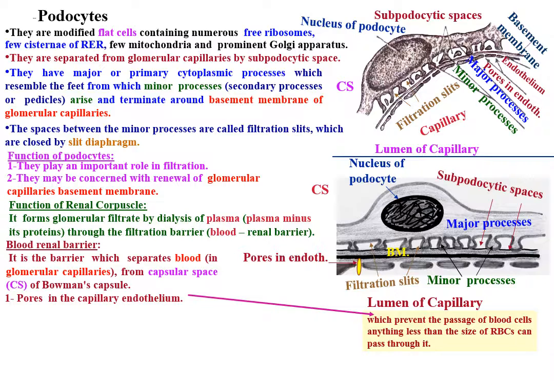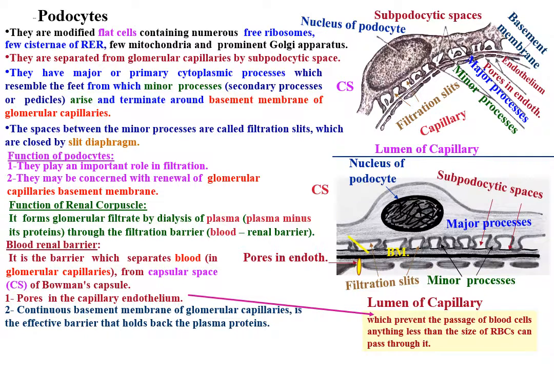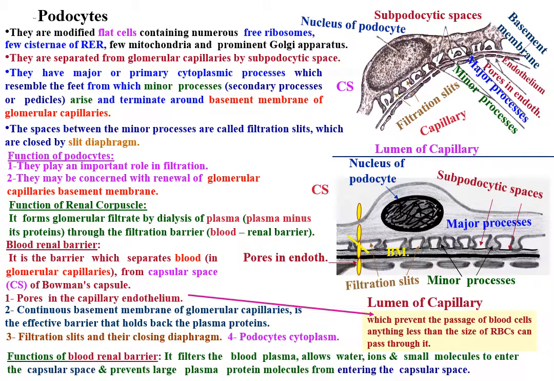The continuous basement membrane of the glomerular capillaries is fused with the basal lamina of the podocytes. The basement membrane is an effective barrier that holds back the plasma proteins. Then come the filtration slits and their closing diaphragm, and the podocytes cytoplasm. Functions of the blood-renal barrier: it filters blood plasma, allows water, ions, and small molecules to enter the capsular space, and prevents large plasma protein molecules from entering the capsular space.